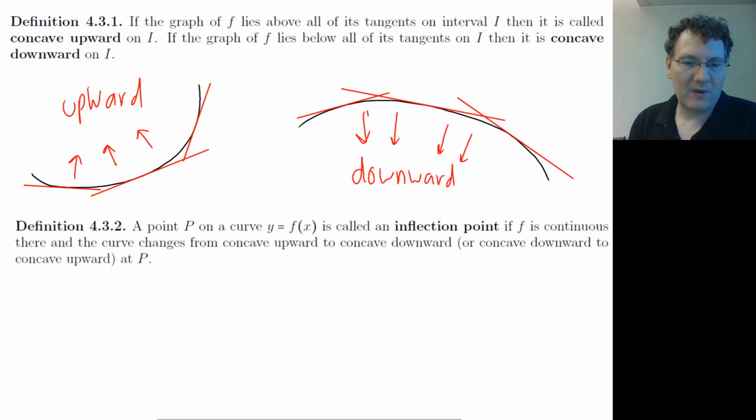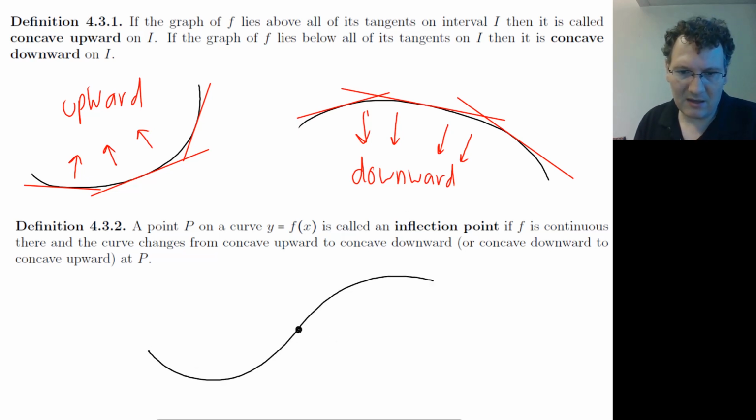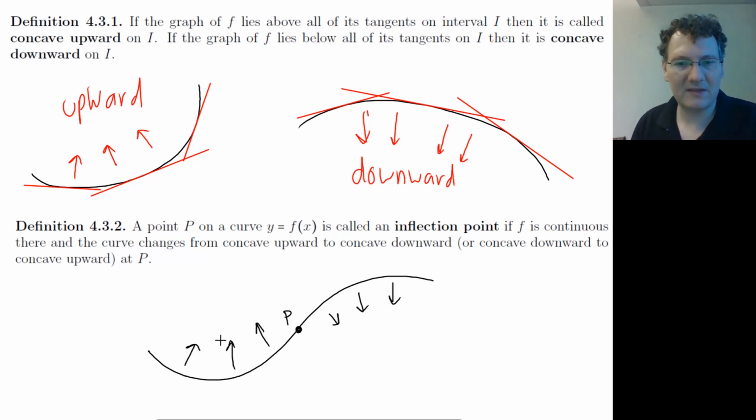A point on the curve is called an inflection point as long as the curve is continuous and differentiable. Actually, I don't think it needs to be differentiable. It's just as long as it's continuous and the curve changes from concave upward to concave downward at that point P. So this is an example of what an inflection point would look like, where you have downward concavity on one side and upward concavity on the other side. That's an inflection point.